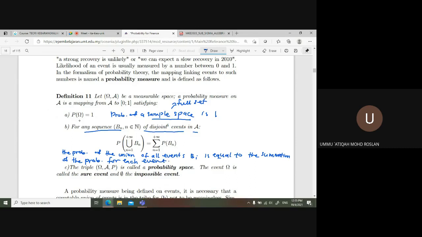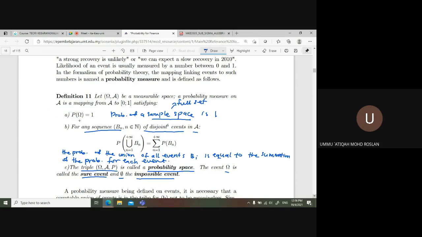Okay, and the third condition says that the triple omega, A, P is called the probability space. The event omega is called the sure event. It's surely to happen, and the empty set is the impossible event, or nothing happens.